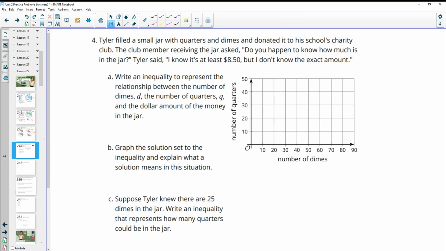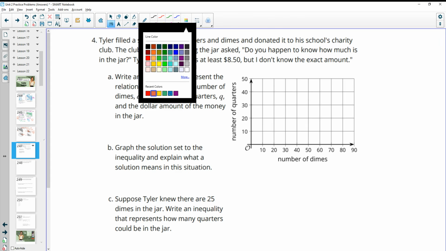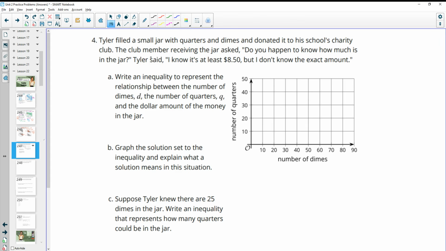Number 4, Tyler filled a small jar with quarters and dimes and donated it to his school's charity club. The club member receiving the jar asked, "Do you happen to know how much is in the jar?" Tyler said, "I know it's at least $8.50, but I don't know the exact amount." So write an inequality to represent the relationship between the number of dimes and quarters.